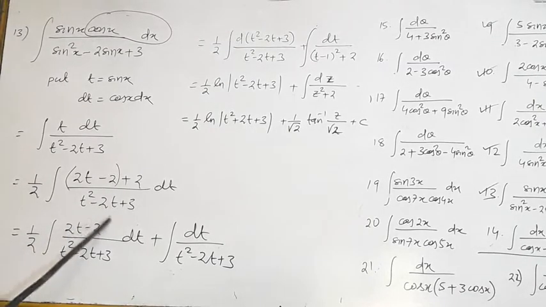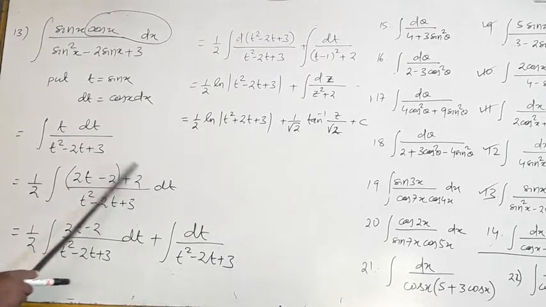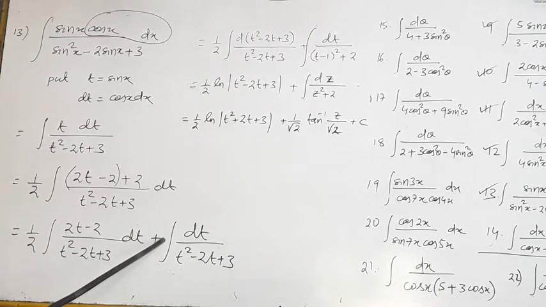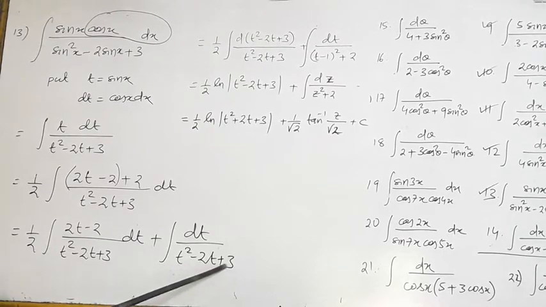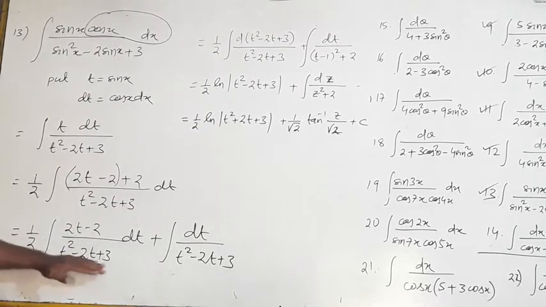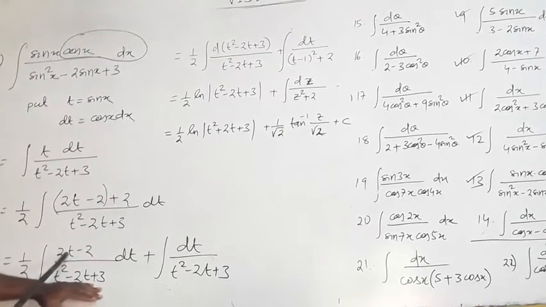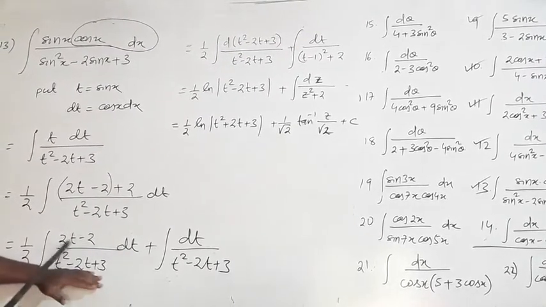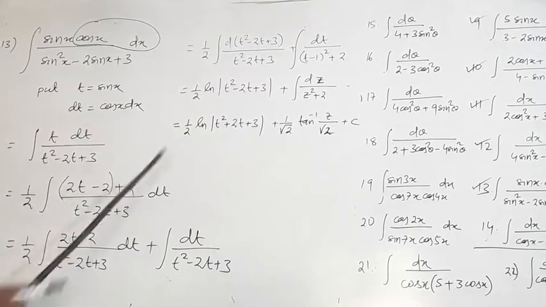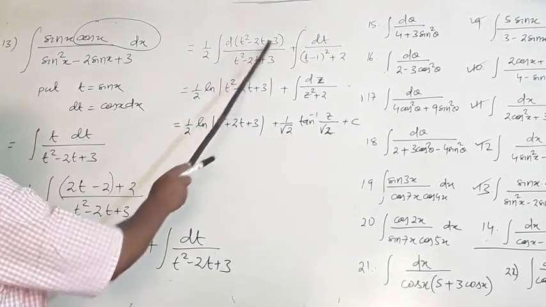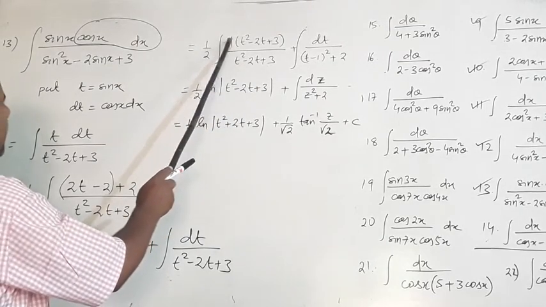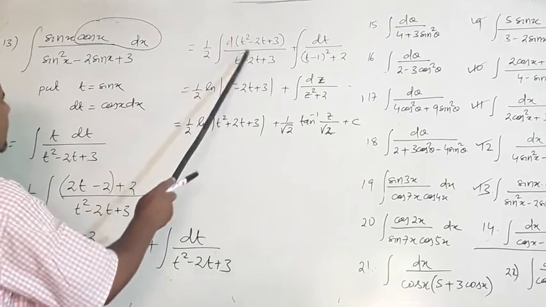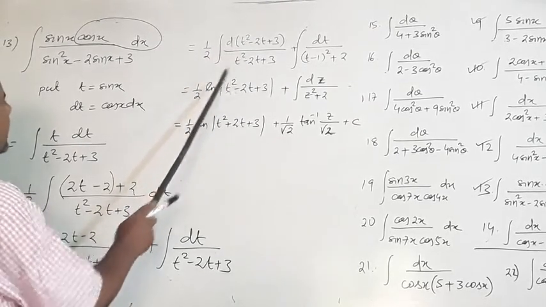It is 2t minus 2 by t square minus 2t plus 3, 1 by 2, plus 2 into 1 by 2, which is a constant, dt by t square minus 2t plus 3. Now look here, the derivative of t square minus 2t plus 3 is 2t minus 2, dt. In this place, what will I write? Derivative of t square minus 2t plus 3 divided by t square minus 2t plus 3. You know the derivative f dash by f, this is dz by z or dy by y, it is ln y.